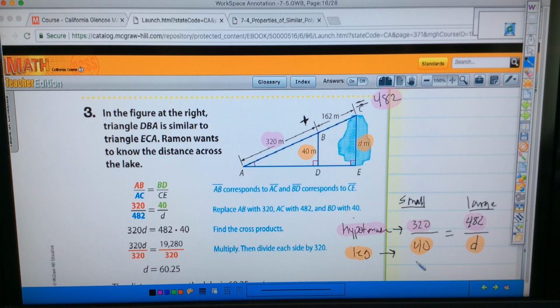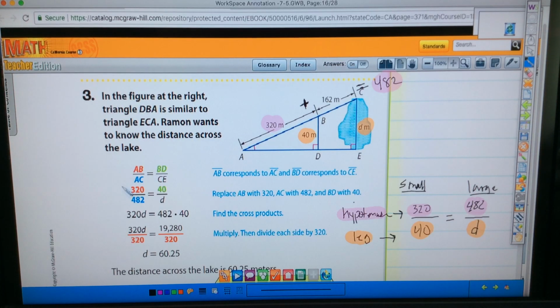So this is now exactly the same, right? You're going to cross multiply. You're going to divide. You're going to see that they set up their proportion a little differently, I believe. But as long as you're consistent, you should get the same result, right? What you can't do is put the hypotenuse of the small over the leg of the large, right? You can't mix that up. So that's why I really recommend labeling.